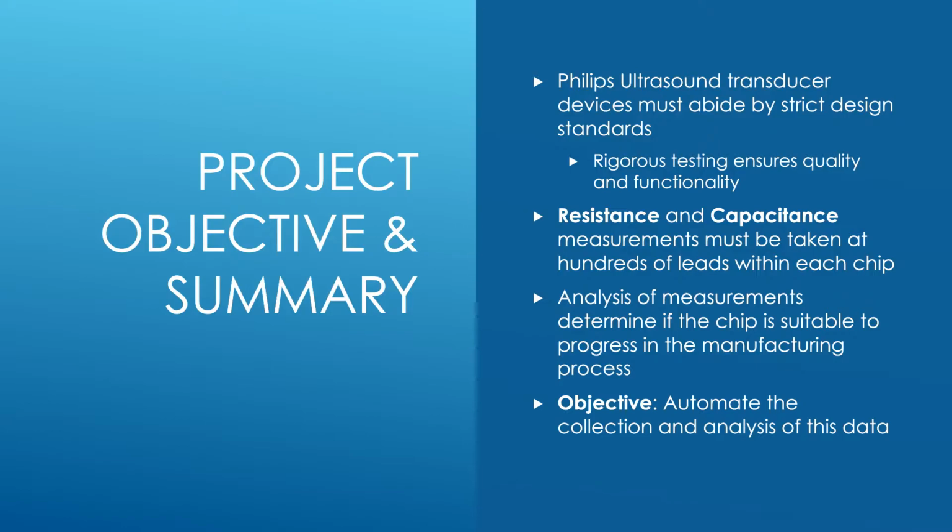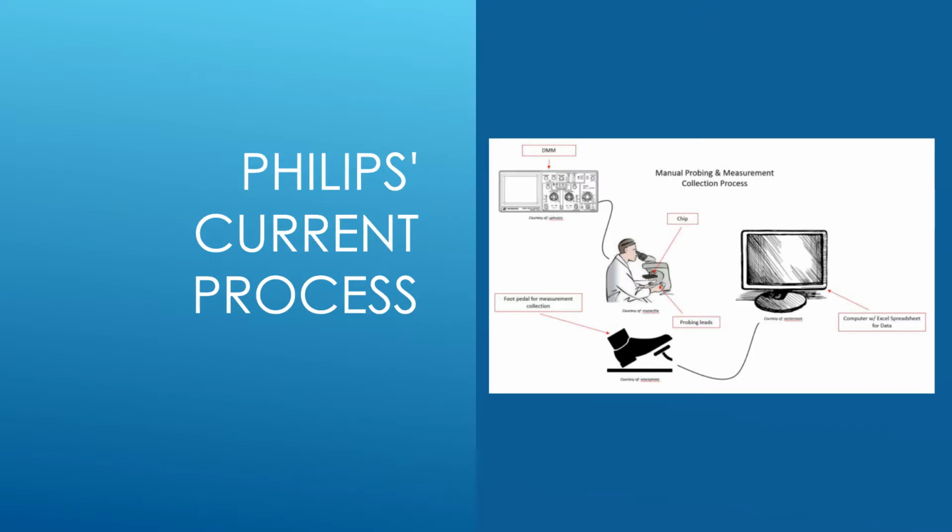Now, the project objective and summary here, essentially our sponsor produces transducer devices that have to abide by strict design standards as they are used in medical devices. And with this testing, resistance and capacitance measurements must be taken at hundreds of leads within each individual chip. And the analysis of these measurements will determine if the chip is actually suitable to continue in the manufacturing process. Our overall objective of this Capstone project is to automate the collection of the RNC values and to subsequently analyze the data.